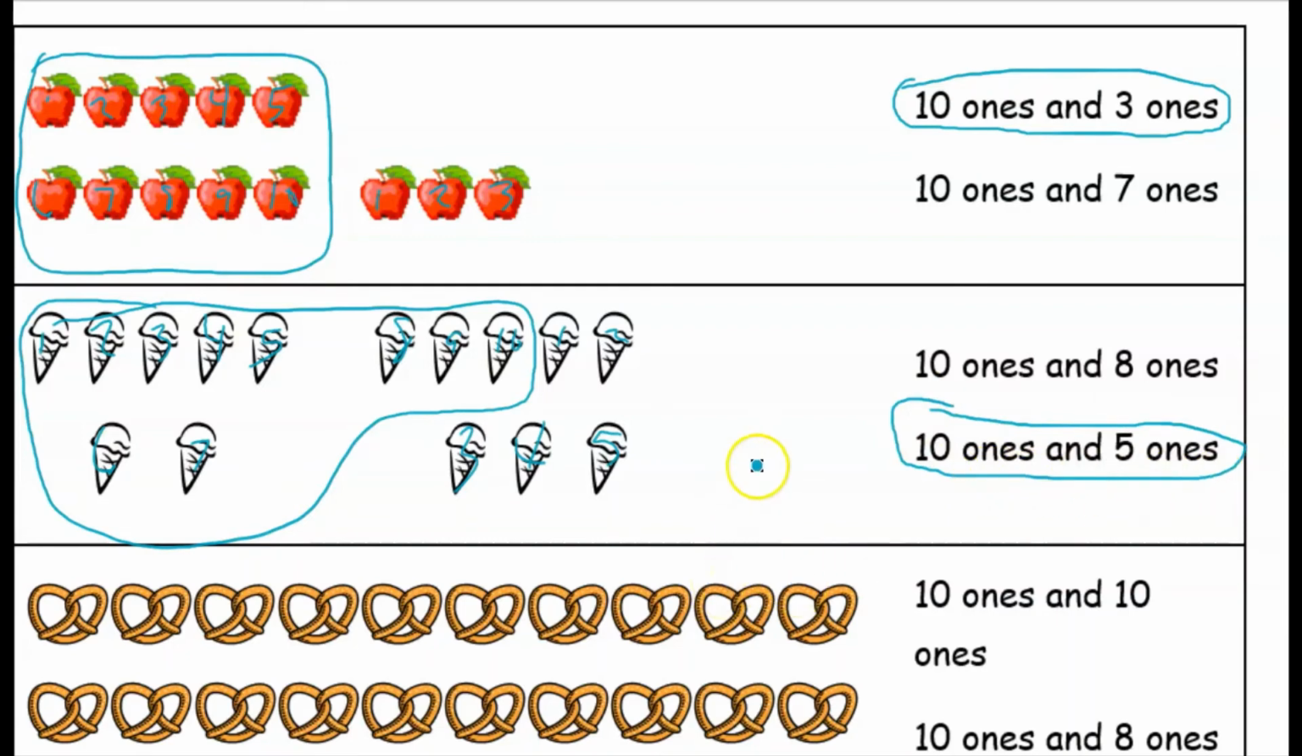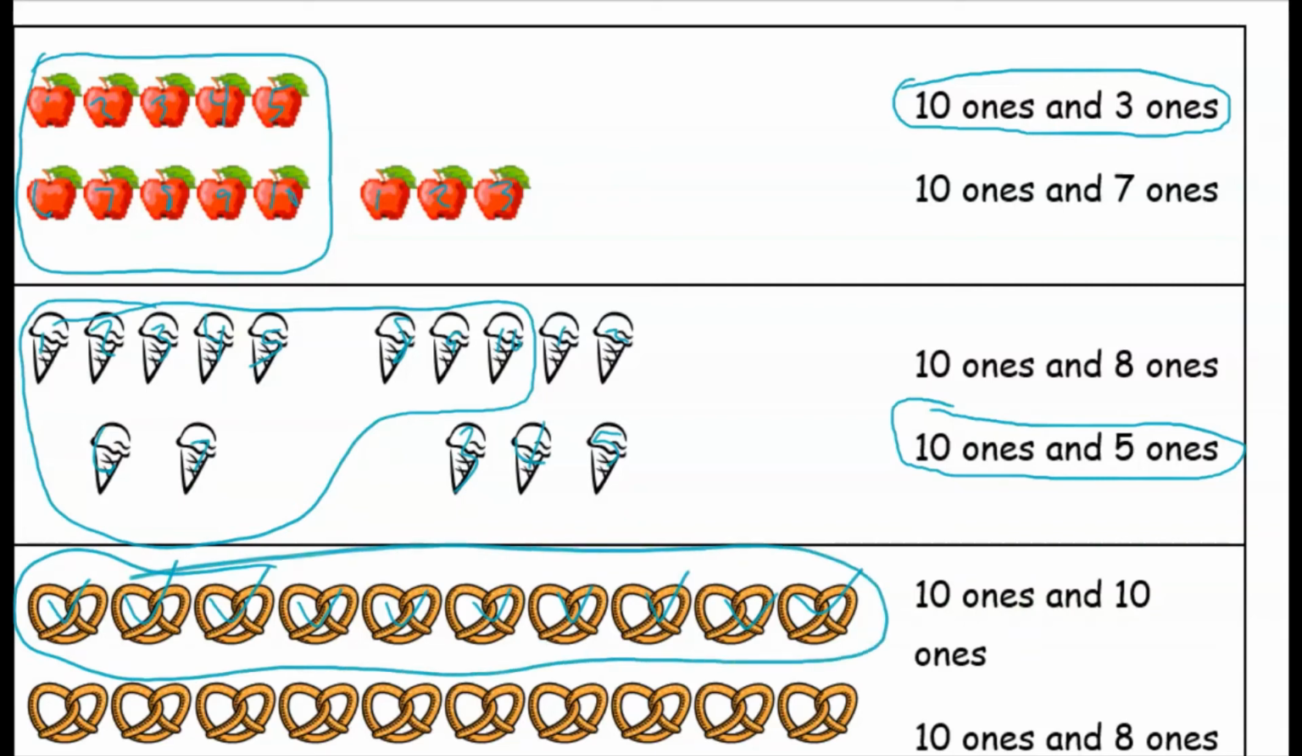All right, down to these pretzels. This time when I count my group of 10, I'm going to use check marks, and then I'll circle my group of 10. Are you ready? Here we go. 1, 2, 3, 4, 5, 6, 7, 8, 9, 10. Okay, there's my group of 10, so I'm going to circle it so I know I have 10 ones.